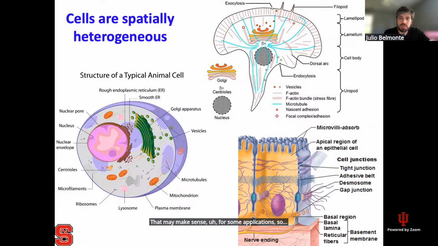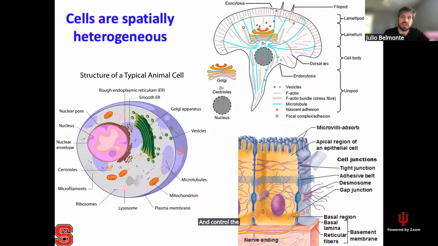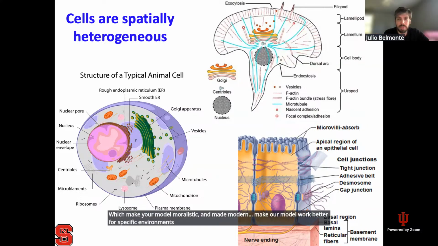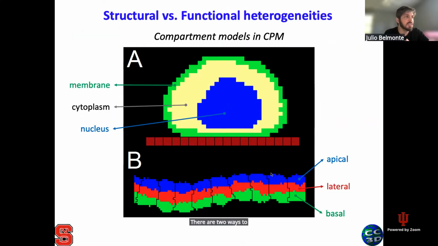So CompuCell allows you to break up your cell into multiple parts and control the properties of each one of those parts explicitly, which makes your model more realistic and makes it work better for specific environments. Of course, when you are talking about breaking your cell into multiple compartments, there are two ways to think about that. We can talk about either structural or functional cell spatial heterogeneities.